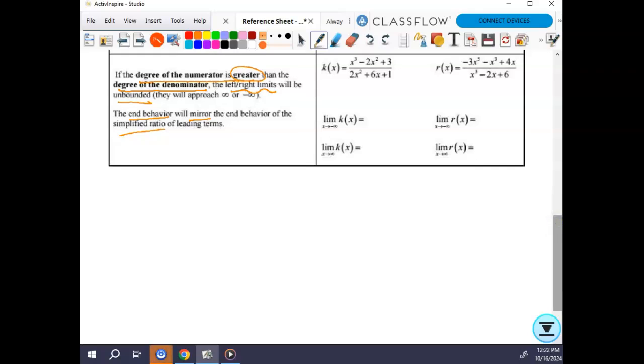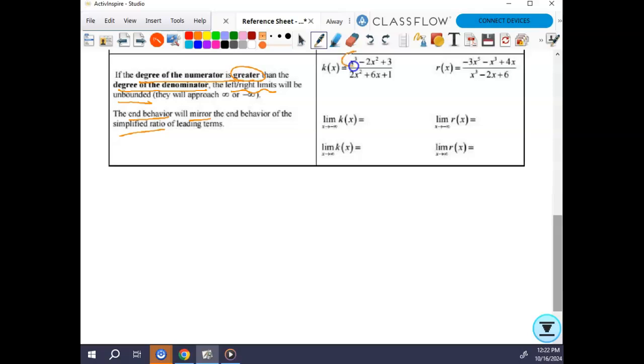Top heavy. And it's top heavy by 1, so does it give you a slant asymptote? Yes, okay. If I wanted the actual slant asymptote, I could do long division. I don't need that for limits. Nobody's asking me specifically what the slant asymptote is, or I don't have to graph it. But I do need to know something about it.